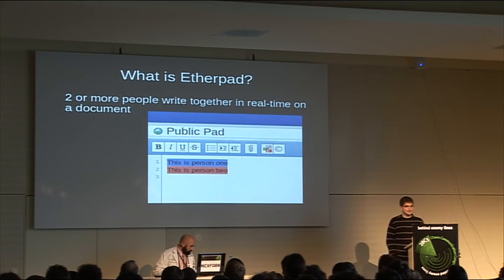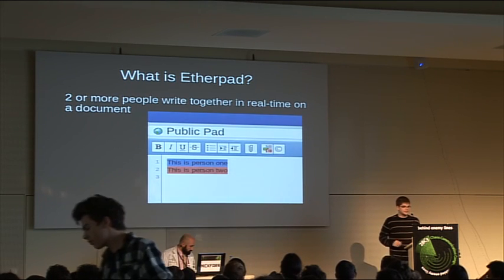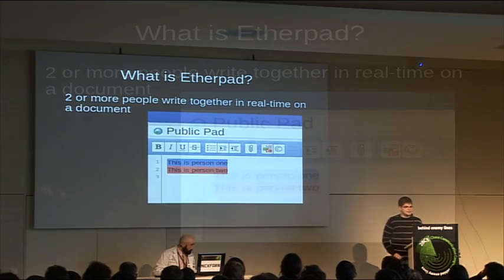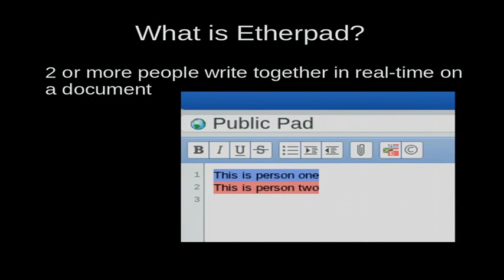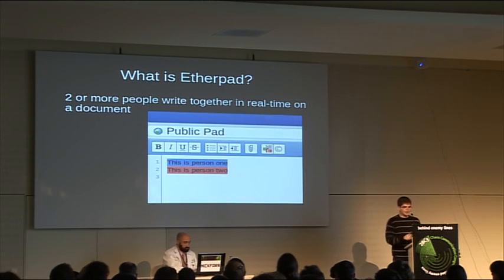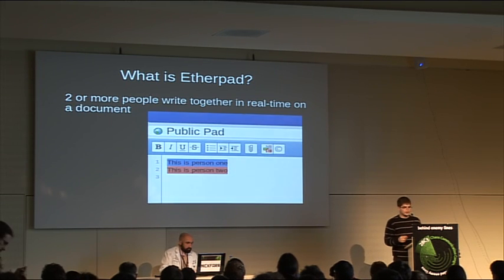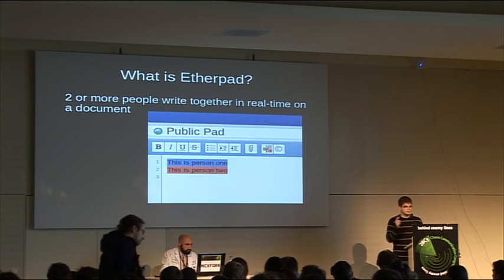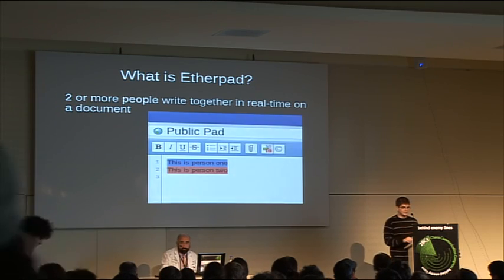What is Etherpad? So Etherpad is an open source software. It's to allow people to write together in real time on the web. So if you have a friend, for example, in Australia, you can send him a link to a pad, and you can write together, and you can see while he's writing what he is writing. So everybody has their own color. And for example, here, a small screenshot. Person one has blue, and person two has red.